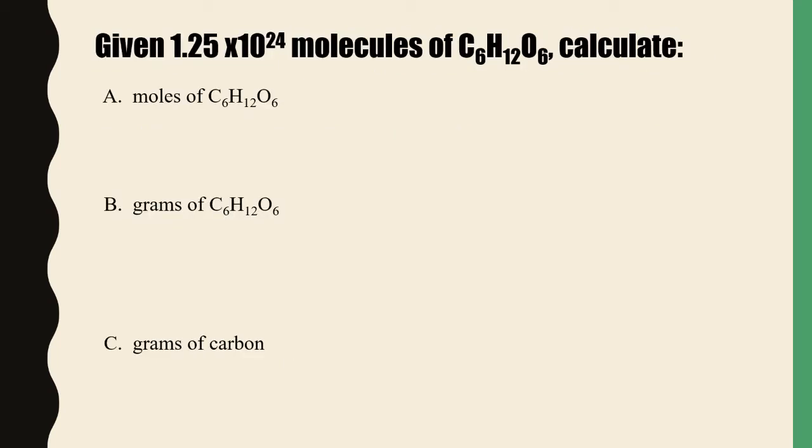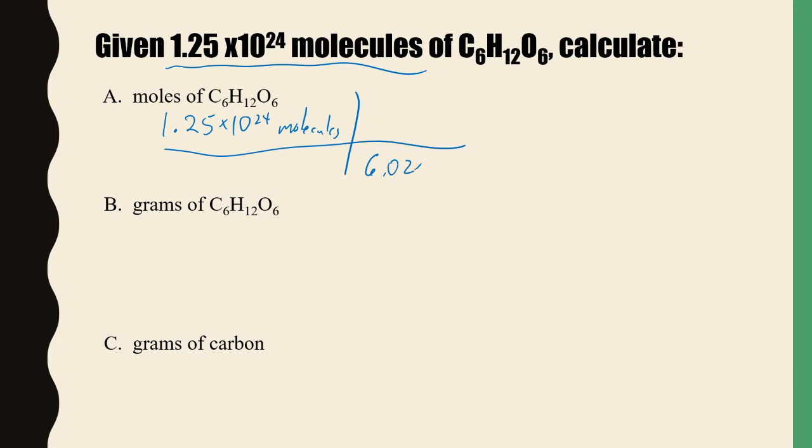All right, so doing these problems like that is to teach you that basically the mole is a great jumping off point. So if we have 1.25 times 10 to the 24th molecules of sugar, how many moles is that? Well, because we see the word molecules, we use 6.02 times 10 to the 23rd. So we're going to go 6.02 times 10 to the 23rd molecules in 1 mole. And that is going to give us a great jumping off point for this stuff. So that is 2.08 moles.